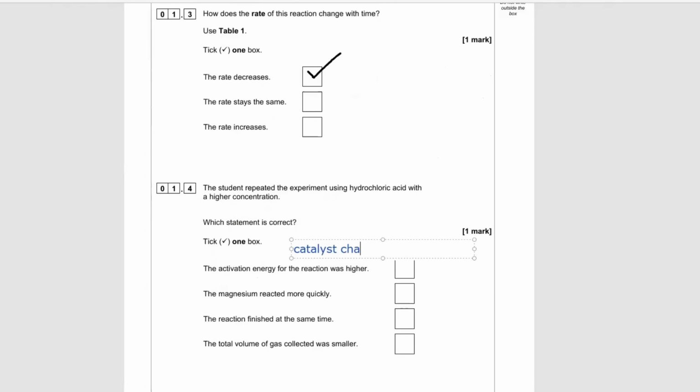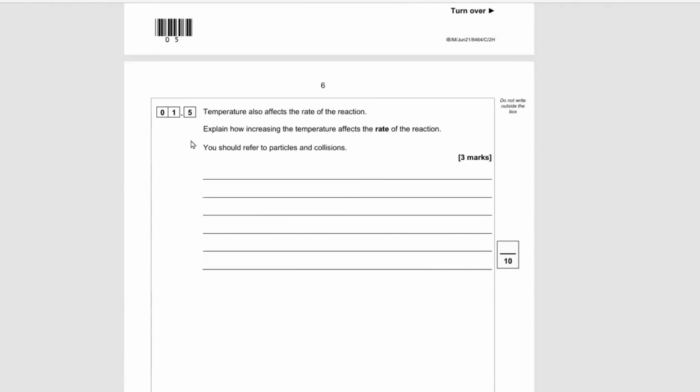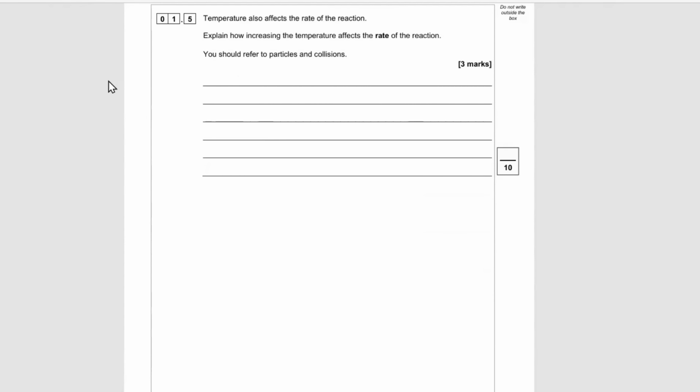Well, a catalyst lowers the activation energy. Concentration doesn't change that. And the magnesium reacted more quickly. Well, yeah, if you have a higher concentration, we would expect the reactants to react more quickly. The reaction finished at the same time. What, a higher concentration, you're going to get more particle collisions. It's going to change the time of the reaction. And you're going to get a greater volume of gas released if you have a higher concentration, because it means you're going to have more particles.